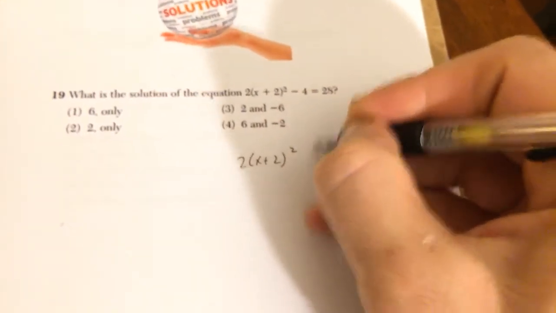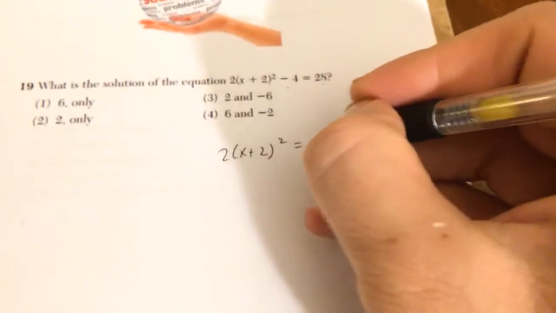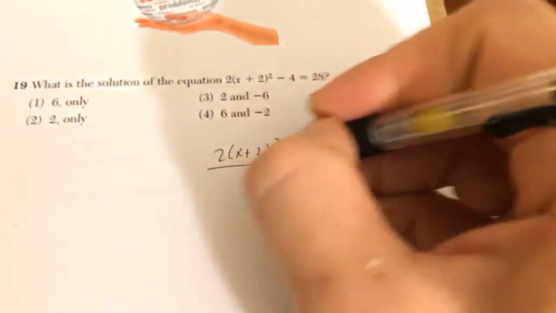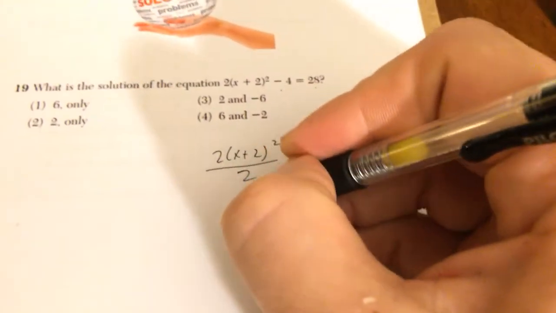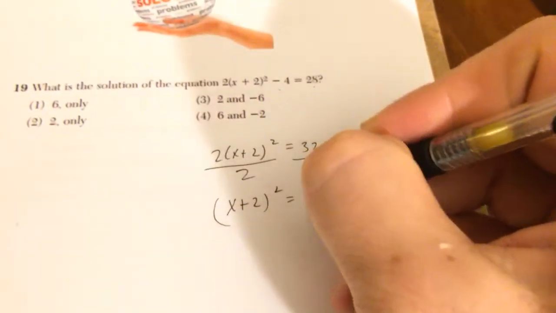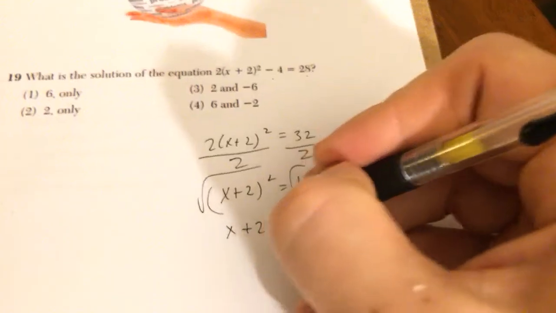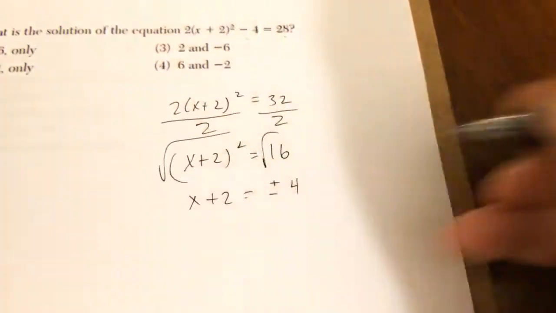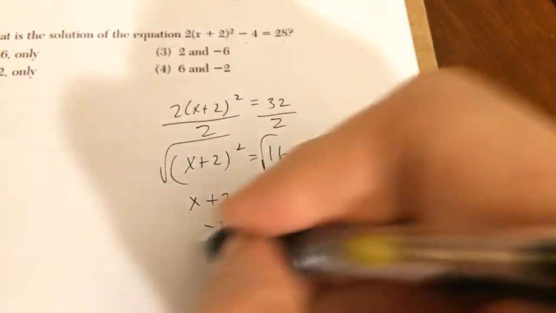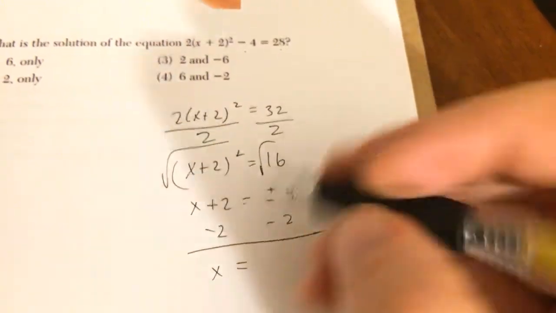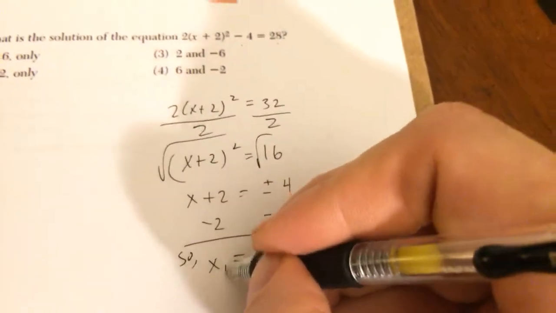To solve, what I'm going to do is add 4 to the other side, and I'm going to get 32. I'm going to divide both sides by 2, and I'm going to get (x + 2)² = 16. I'm going to square root both sides, and I get x + 2 = positive or negative 4. So when I subtract 2 from this, what this means is I have two solutions.